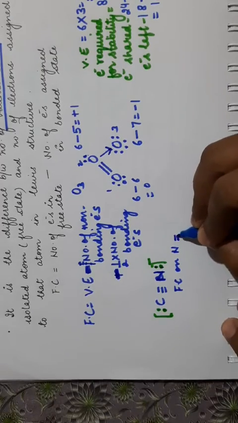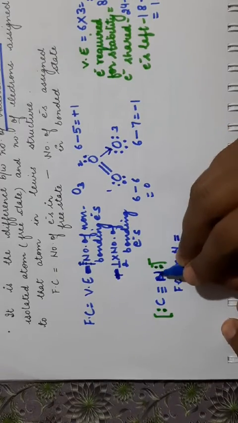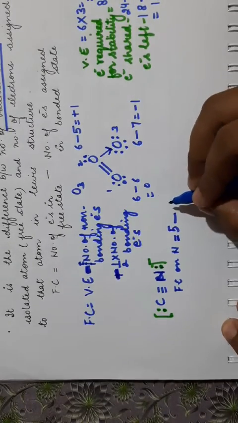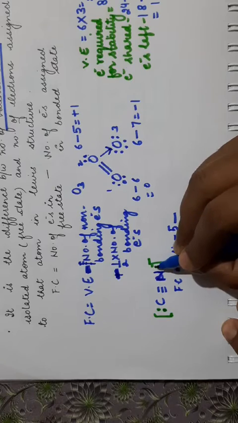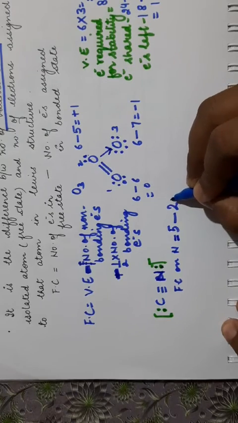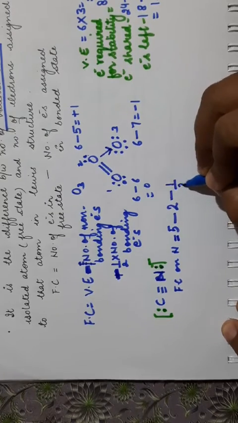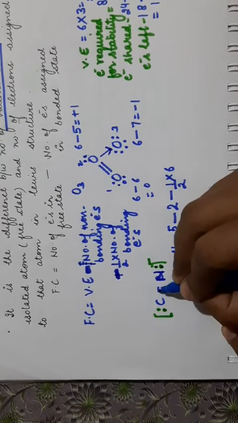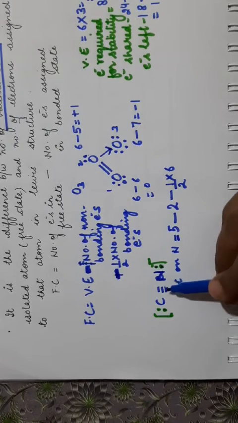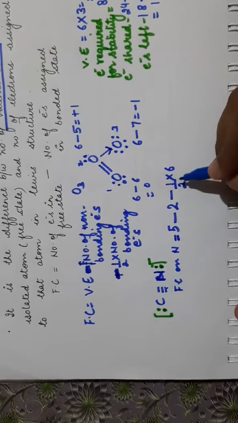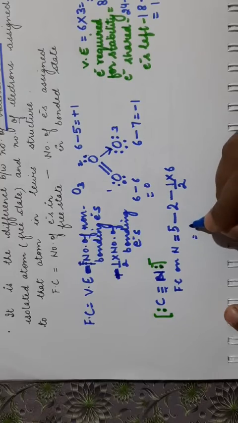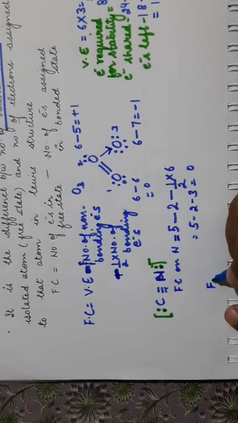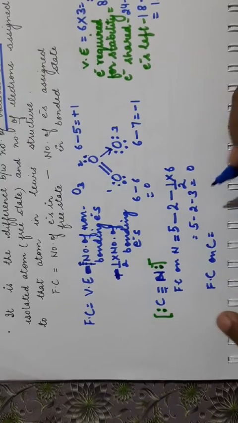Now formal charge on nitrogen. See, valence electrons of nitrogen 5, minus number of non-bonding electrons. How many non-bonding electrons are there? 2. Minus half into number of bonding electrons, which are 6. Total electrons: one bond contains 2 electrons, so total bonding electrons are 6. So half into 6. So it is 5 minus 2 minus 3, which is 0.